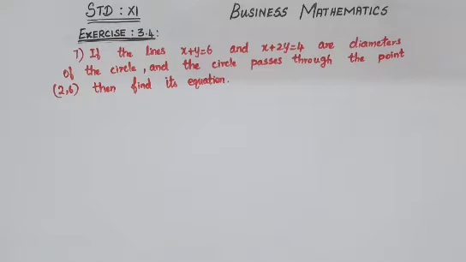Standard 11th Business Mathematics Exercise 3.4, 7th question. If the lines x plus y is equal to 6 and x plus 2y is equal to 4 are diameters of the circle and the circle passes through the point (2, 6), then find its equation.